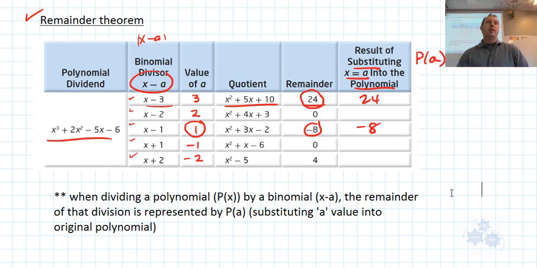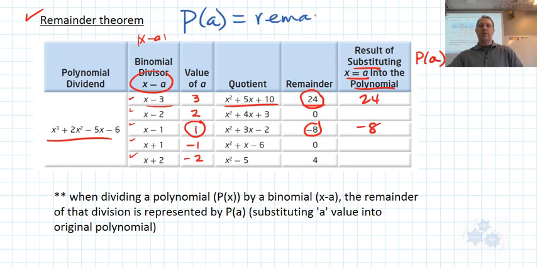So when it's all said and done, the remainder theorem is this. When dividing a polynomial p of x by a binomial in the form x minus a, the remainder of that division is represented by p of a. That is when you substitute a into the original polynomial. So just remember that p of a equals the remainder you would get in long division or in synthetic division. Okay, thank you.